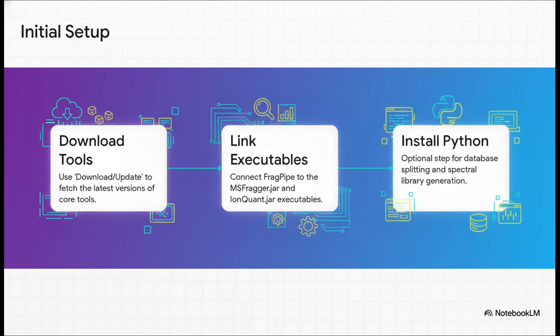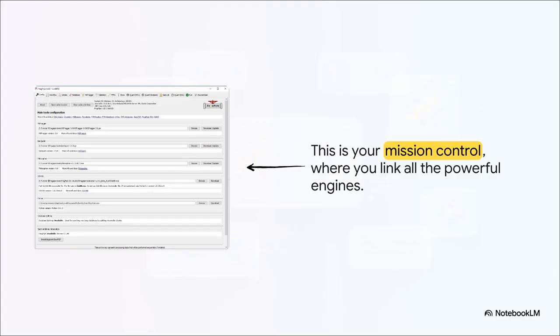First, you'll hit the download/update buttons to grab the latest versions of the core tools. Then, you just have to tell FragPipe where to find key programs like the MSFragger search engine and IonQuant for quantification. And finally, you've got the option to link a Python installation, which opens up some even more advanced features later on. And here's what it looks like when you're all set.